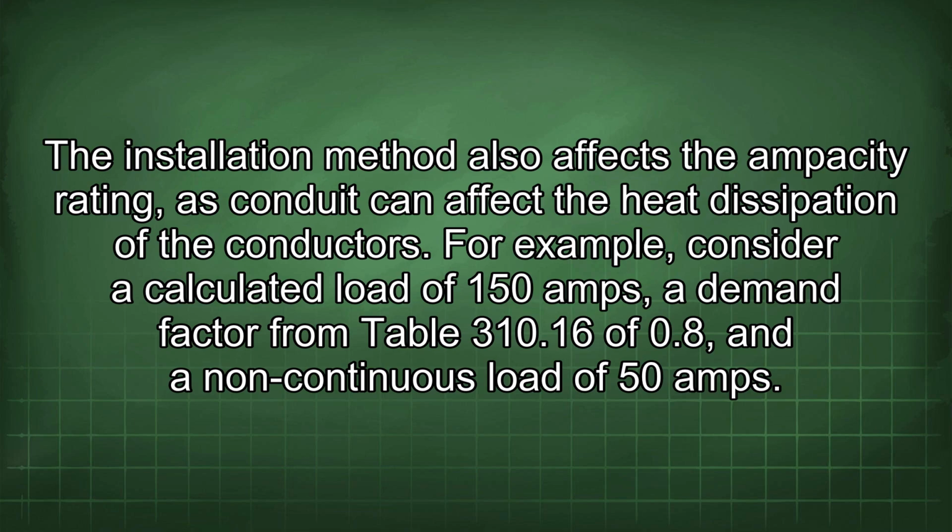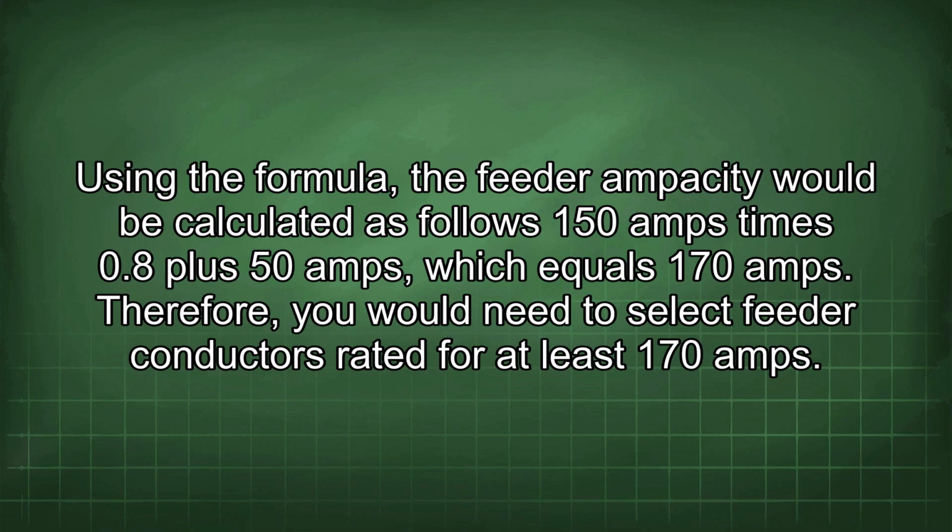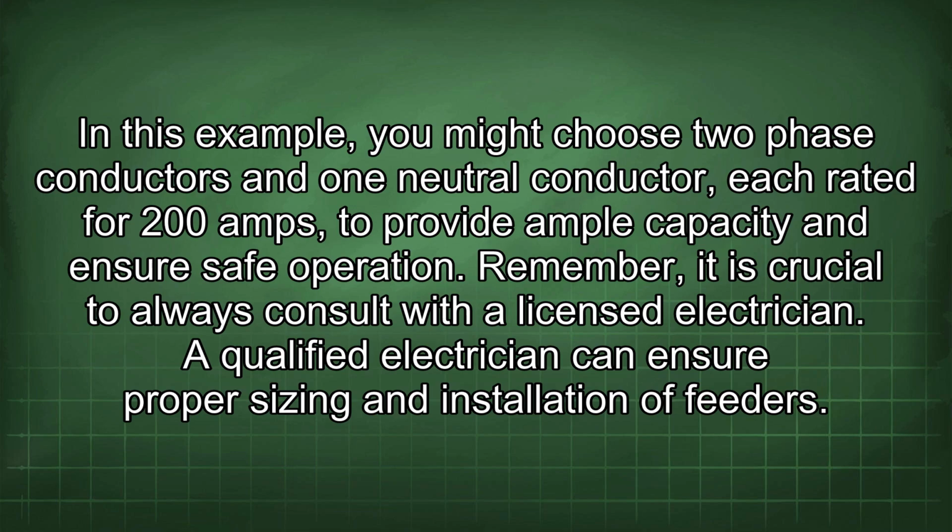For example, consider a calculated load of 150 amps, a demand factor from Table 310.16 of 0.8, and a non-continuous load of 50 amps. Using the formula, the feeder ampacity would be calculated as follows: 150 amps times 0.8 plus 50 amps, which equals 170 amps. Therefore, you would need to select feeder conductors rated for at least 170 amps. In this example, you might choose 2-phase conductors and 1 neutral conductor, each rated for 200 amps, to provide ample capacity and ensure safe operation.